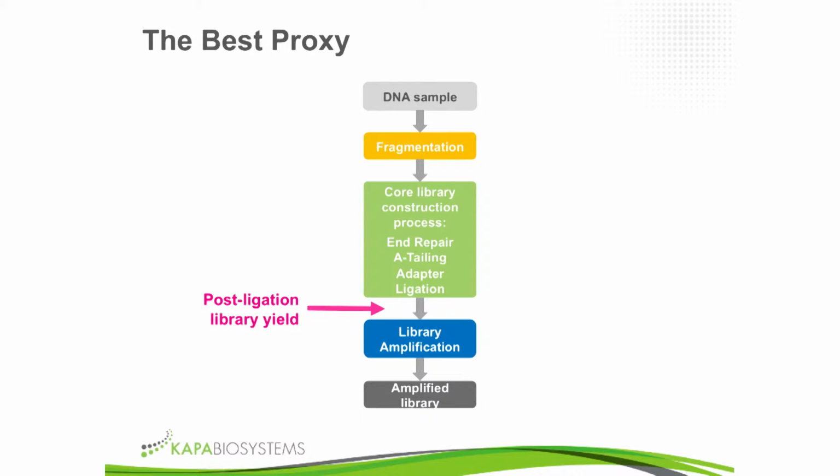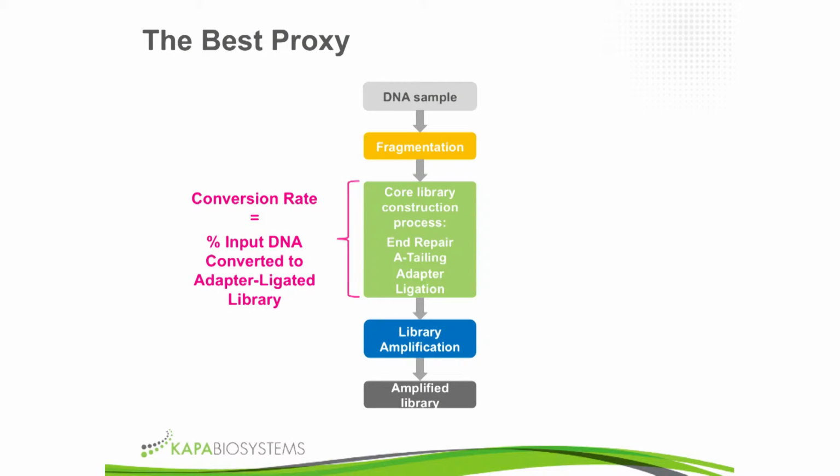So to evaluate the intrinsic efficiency of library construction, it's not the final library yield, but really that intermediate step, that post-ligation library yield, that becomes a good indicator for what's really happening. This, of course, assumes that your library amplification is well optimized and performed with a low bias enzyme. And because absolute yields of post-ligation libraries aren't very useful when comparing across different inputs and sample types, we define this term conversion rate. This is essentially the percentage of input material that becomes adapter ligated library.